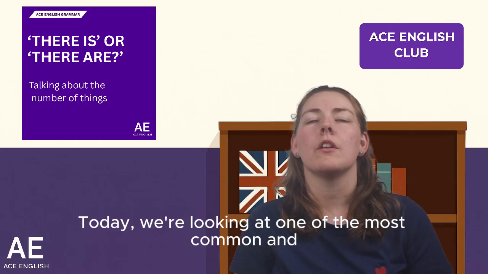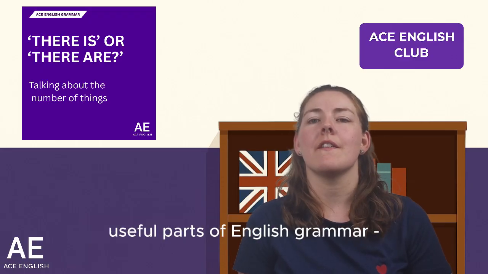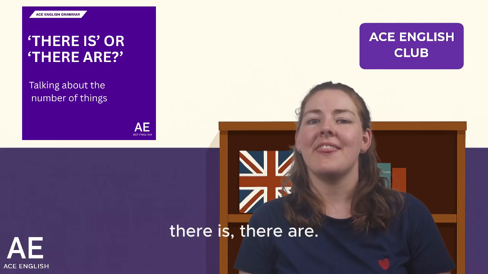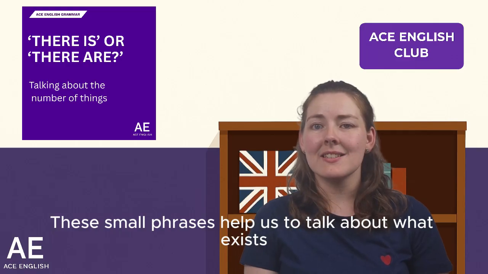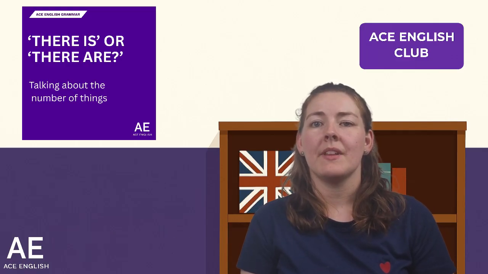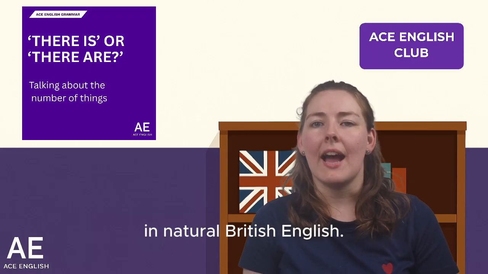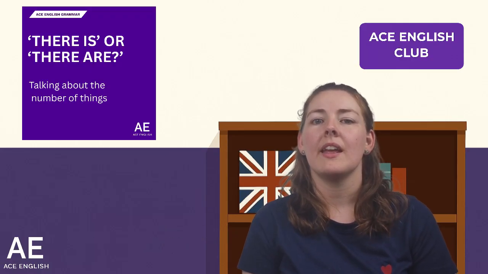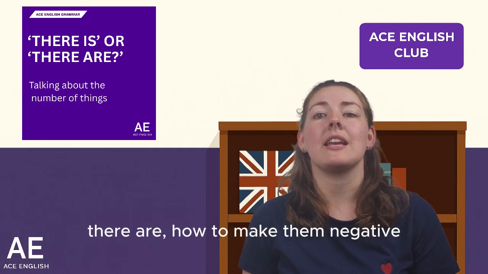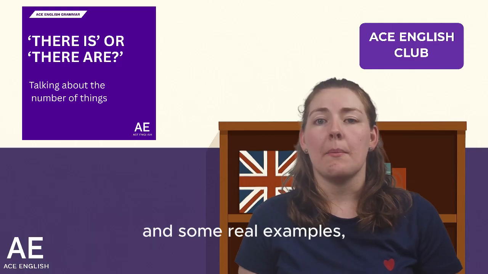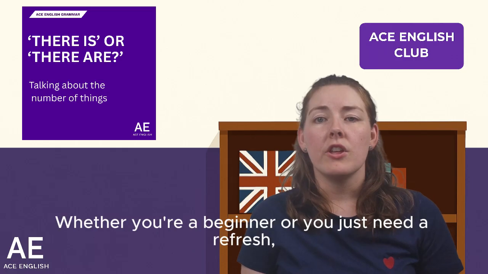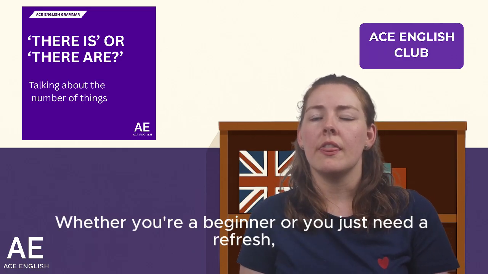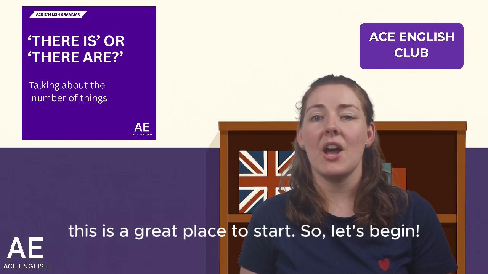Today we're looking at one of the most common and useful parts of English grammar. There is, there are. These small phrases help us to talk about what exists or what we can see. And they're used all the time in natural British English. We'll cover when to use there is, there are, how to make them negative, and some real examples so you can use them confidently in conversations. Whether you're a beginner or you just need a refresh, this is a great place to start. So, let's begin.